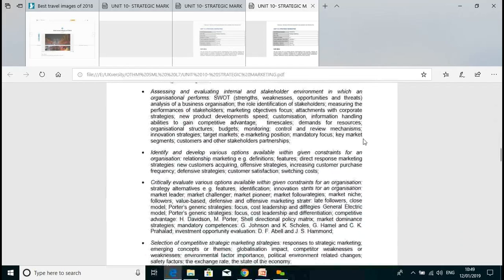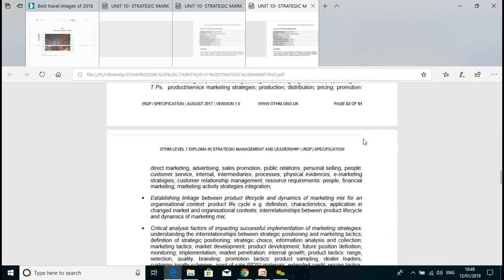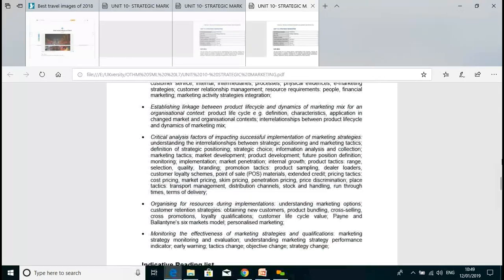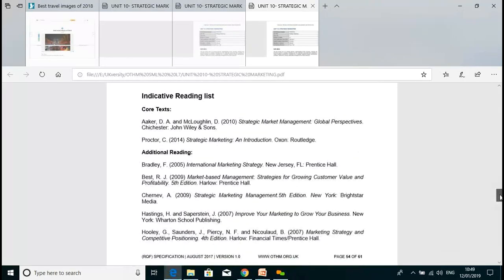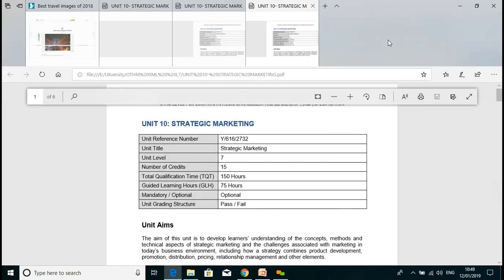Some recommended books, please, if you want to do background reading. These are the recommended books. Philip Kotler's books are quite popular too, if you want to do some background reading. Okay, does anybody have any question?